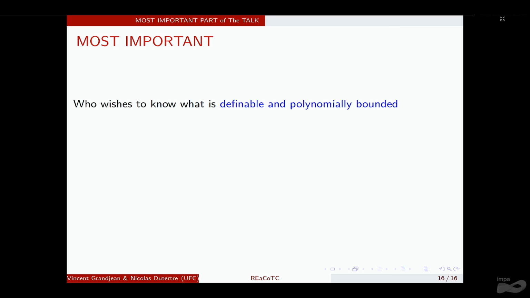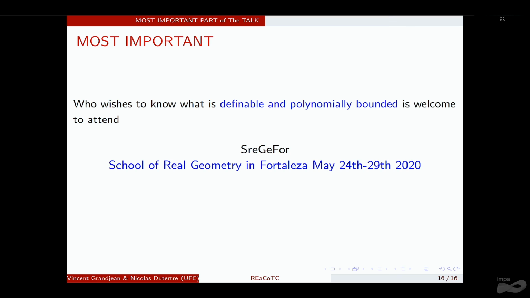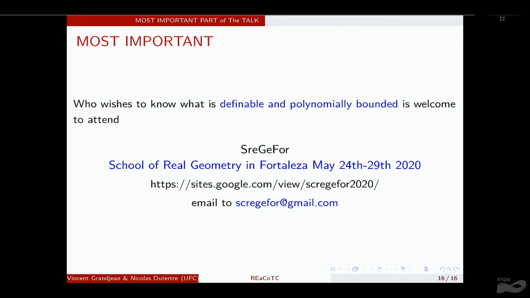there might be a way in May in Fortaleza. We are organizing a school of real geometry. There are different topics, and one of them will be an introduction to o-minimal structures, which should give a definition of what is definable in an o-minimal structure and what is polynomially bounded. And if interested, there is a website, and you can even write to us.